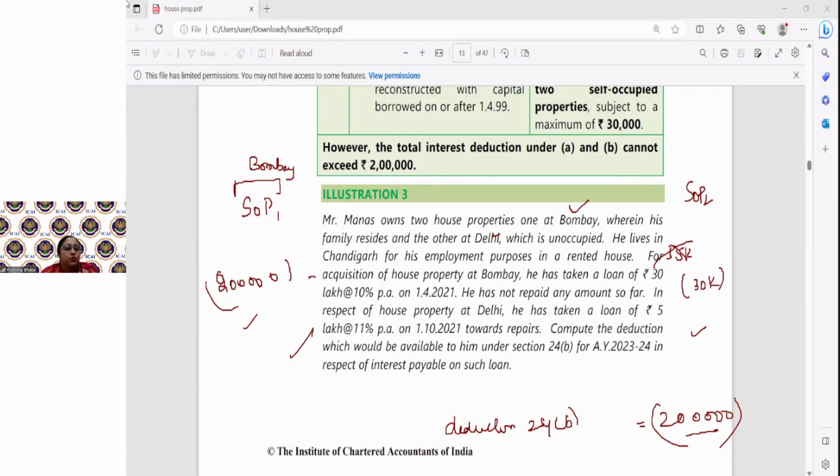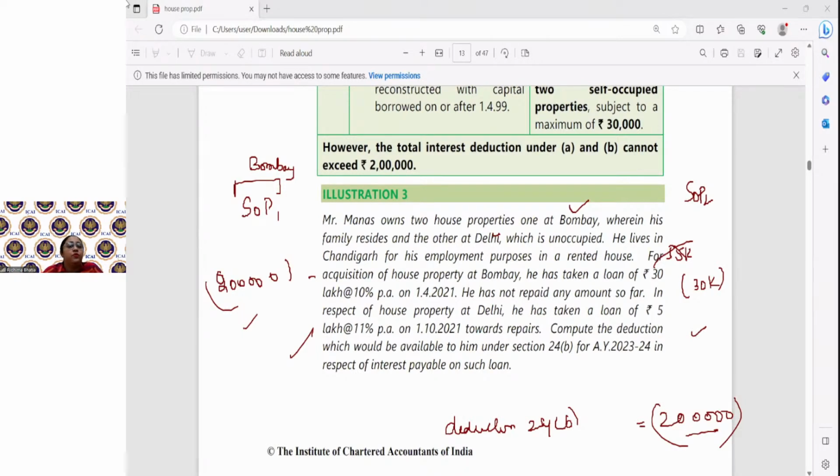The maximum limit is 2 lakh if the loan is taken for the purpose of construction, loan taken after 1st April 1999, and provided the construction is completed within 5 years from the end of the financial year in which the loan was taken, then the maximum interest deduction allowed is 2 lakhs. If any of the conditions which I said did not get fulfilled, i.e. the loan is for repair, or the loan was taken before 1st April 1999, or the construction was not completed within 5 years, then the maximum interest deduction allowed for the year is 30,000. So that is what is allowed to be claimed.